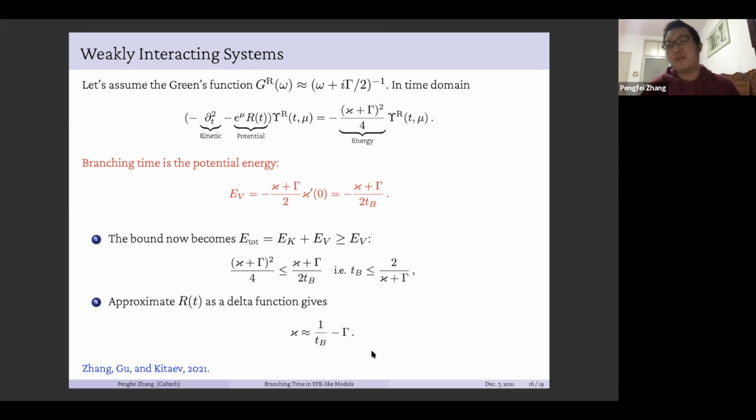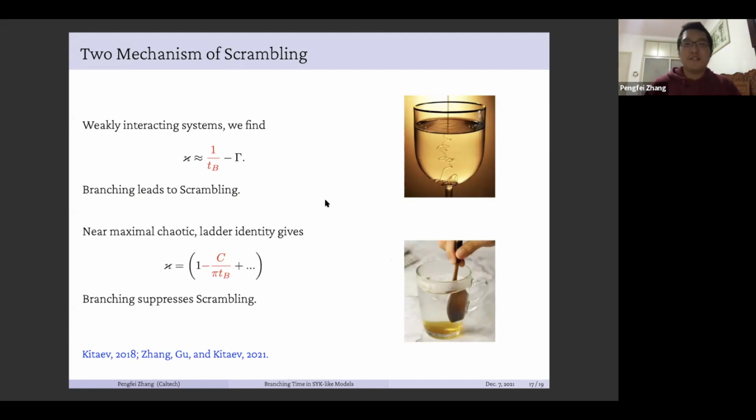And we find there is an approximate relation between the Lyapunov exponent, the branching time, and this quasiparticle decay rate. So such a relation is in fact very interesting. Why is it interesting? This is mainly because we can compare such a result for the weakly interacting system to the near maximal chaos. For a weakly interacting system, the sign of this branching time is positive. However, in the case where we are near the maximal chaos, we find the contribution of the branching time has a negative sign. So this implies there is in fact a different mechanism for the information scrambling.